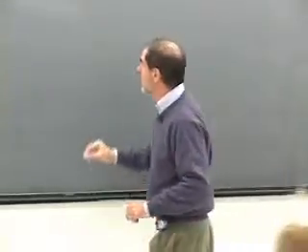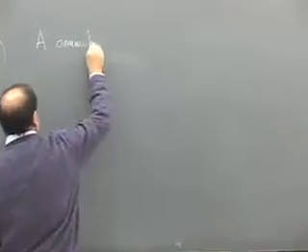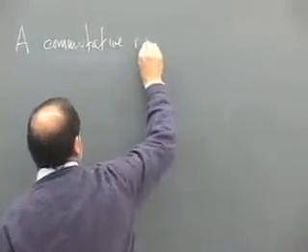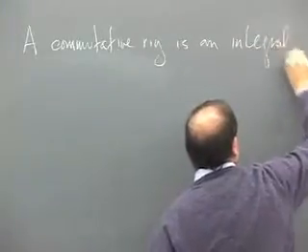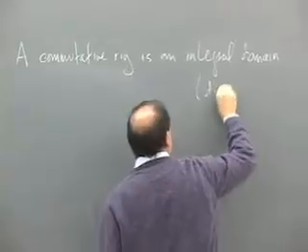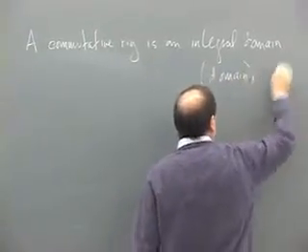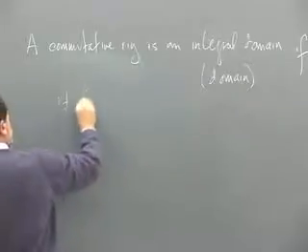Okay, so we say a commutative ring is an integral domain, or sometimes we'll just use the word domain to be short, if it has the following property.